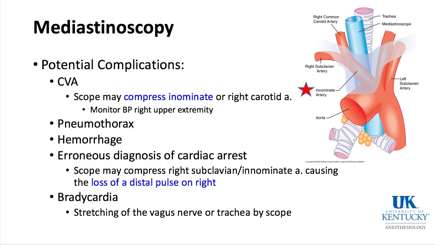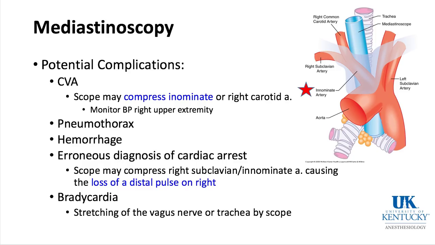Pneumothorax can occur. Hemorrhage, as a biopsy is taken of what we think is a lymph node. Sometimes it has been a vessel and bleeding can ensue. So with hemorrhage, oftentimes these patients will have a couple good IVs placed before we start. Erroneous diagnosis of cardiac arrest: if you're monitoring the pulse from the right side, the scope occludes the innominate artery, the pulse goes away, and you think it's a cardiac arrest, but really it's compression of the innominate artery.